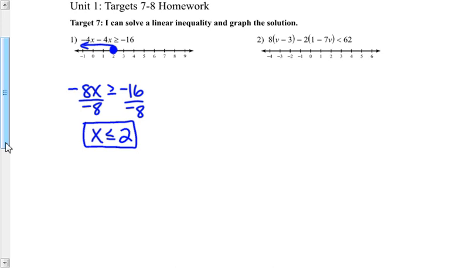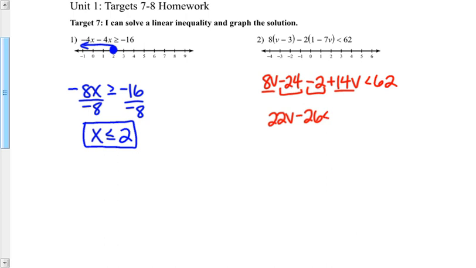On this next one, we have a little bit of distribution to do first, so distributing the 8, and then the negative 2. And then I'm going to combine like terms, so on this left side I have 8v and 14v, so I'm going to combine those to say 22v. And then combining these two to negative 26 is less than 62. I'm going to add the 26 over. So I have 22v is less than, that gives me 88.